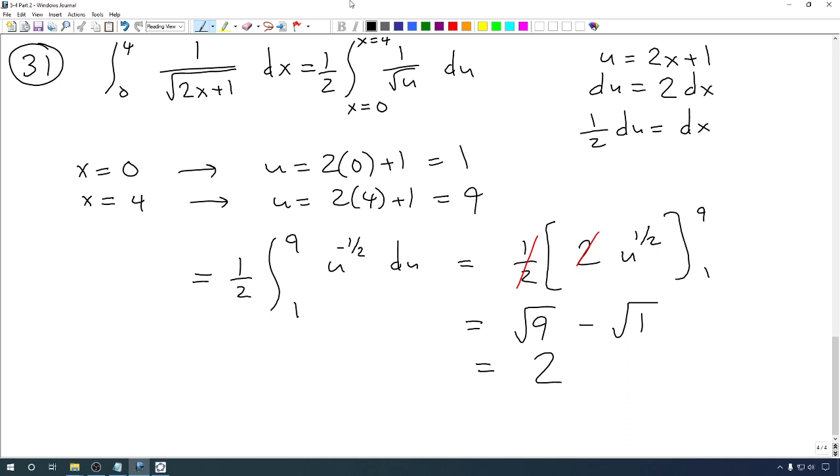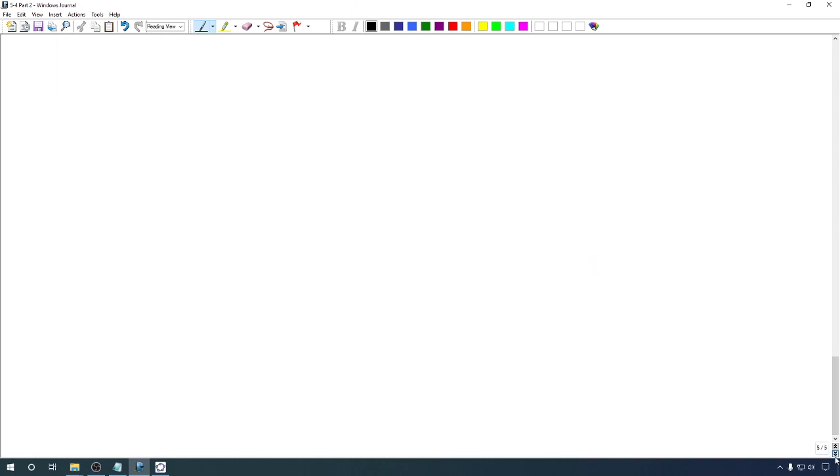So of course the point here is knowing how to actually do substitution at the same time as a definite integral. Let's do another problem like that. Let's work on problem 37. Here we have the integral from 0 to 2 of x over 1 plus 4x squared.